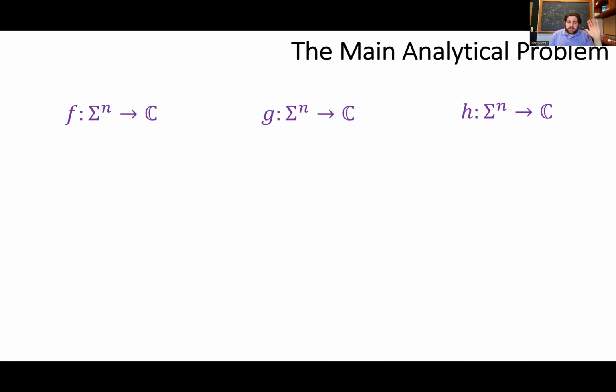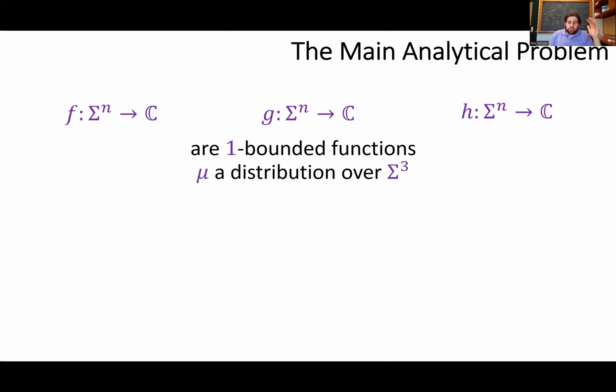So here is the main analytical problem. Suppose I give you three functions, complex valued functions, that are one-bounded. Each function maps a string from sigma to the n to a complex number, and the output of f, g, and h is always at most 1 in absolute value. Now, additionally, I give you mu, a distribution over sigma cubed.